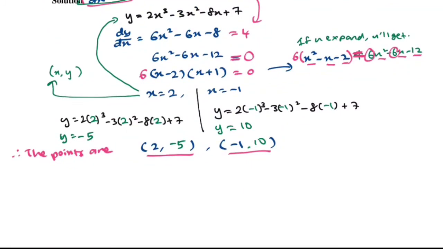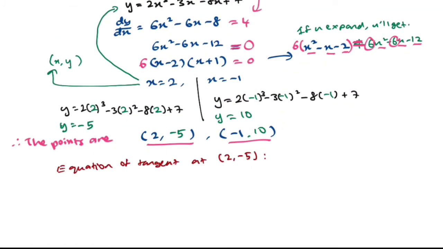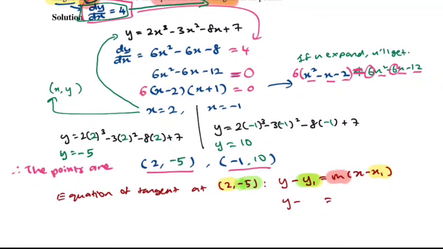Start with the first point. Equation of tangent at 2, negative 5 would be, the formula is y minus y1 equal to the gradient m times x minus x1. And what is x and what is y here? The x is 2 and the y is negative 5. What about the value of m? It's already given in the question, which is 4.